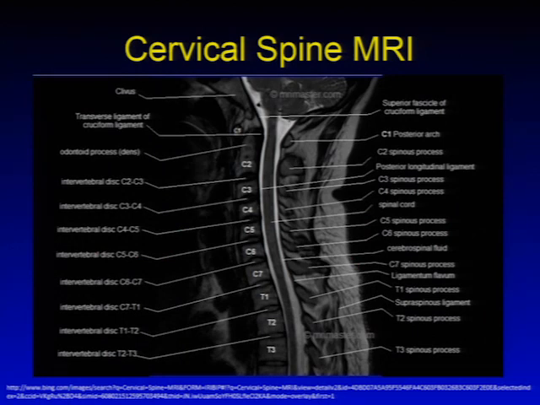The cervical spine MRI, as shown on this slide, allows one to visualize the soft tissues more easily. This is labeled extensively, and you may note the spinal cord itself, the posterior longitudinal ligament, cerebral spinal fluid, and the various spinous processes, vertebral bodies, and intervertebral discs.